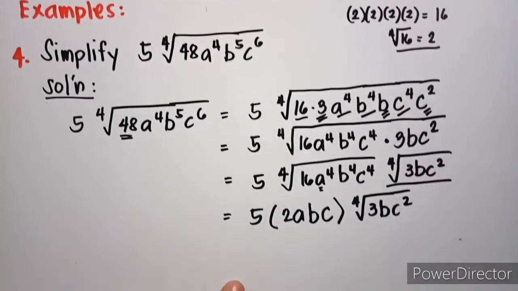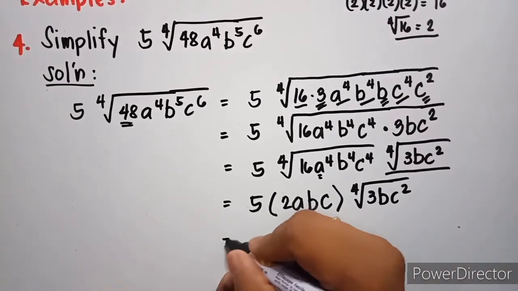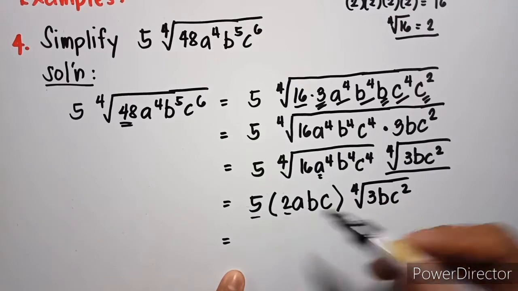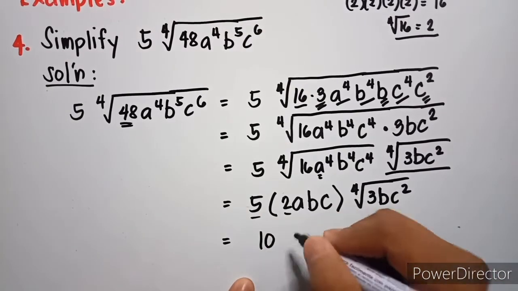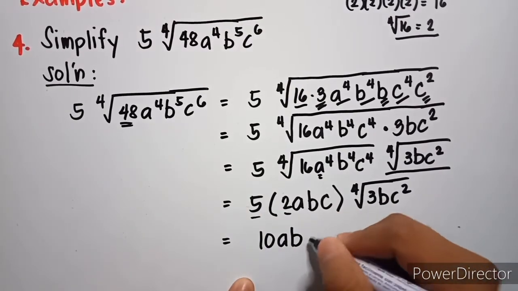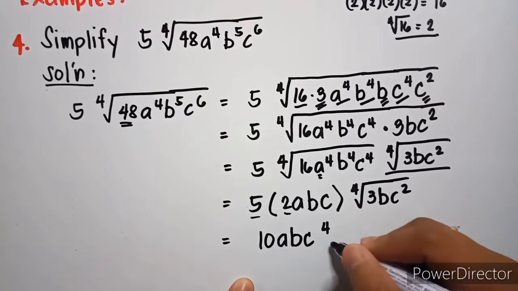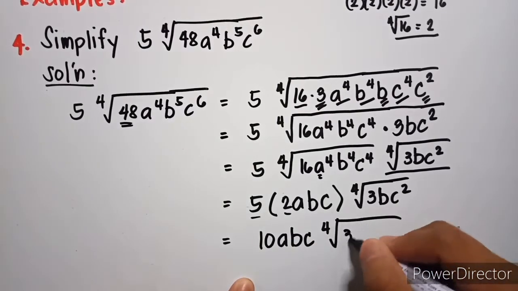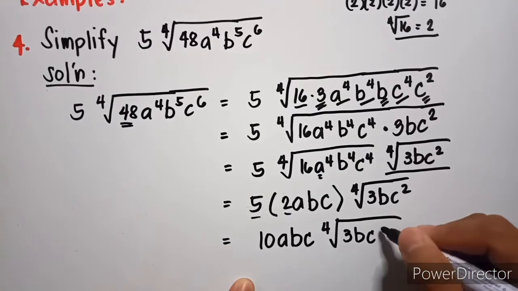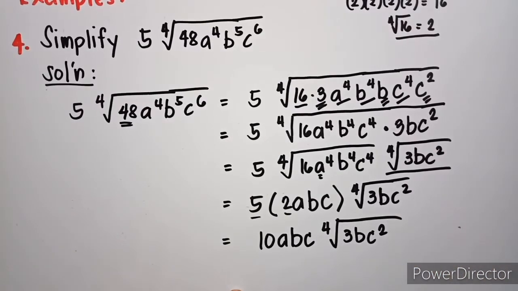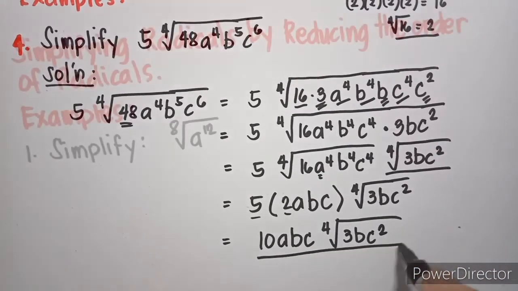Then, just copy yung fourth root na hindi natin masisimplify na 3B, C squared. Okay? Then, multiply. So, 5 times 2, that is 10 ABC, fourth root of 3BC squared. And this is our answer.